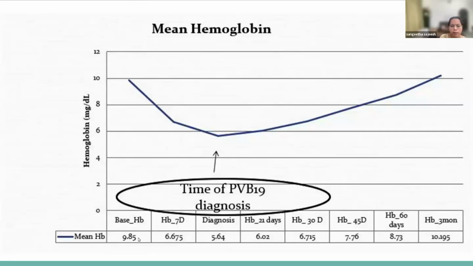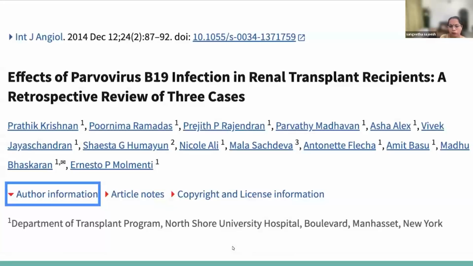These patients had a baseline hemoglobin of 9.8, and by the time the hemoglobin dropped to 5.6, they thought about infection with parvovirus B19. So that is the time when we consider such patients, in the clinical setting where we think it could be due to parvovirus B19.